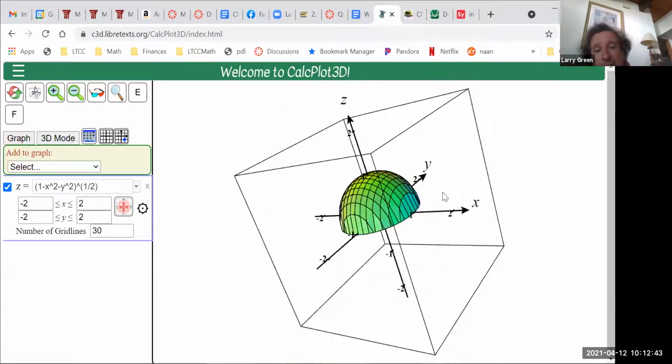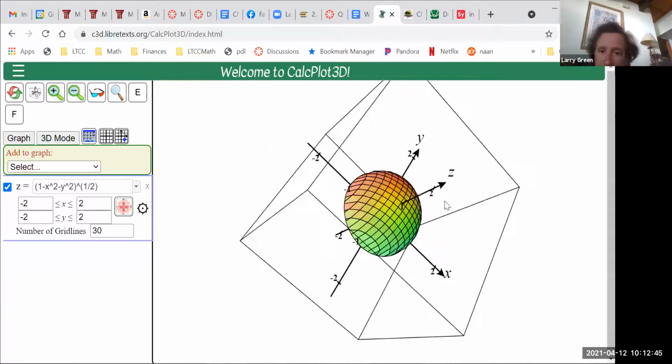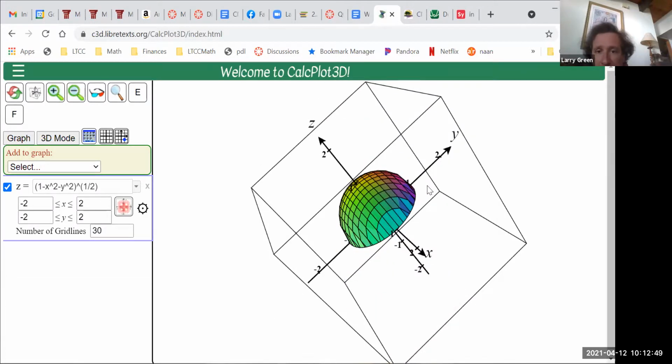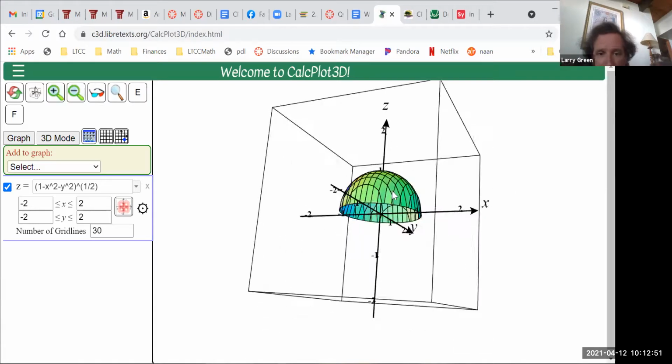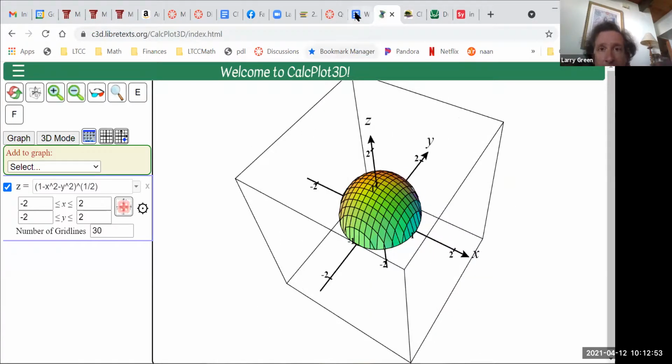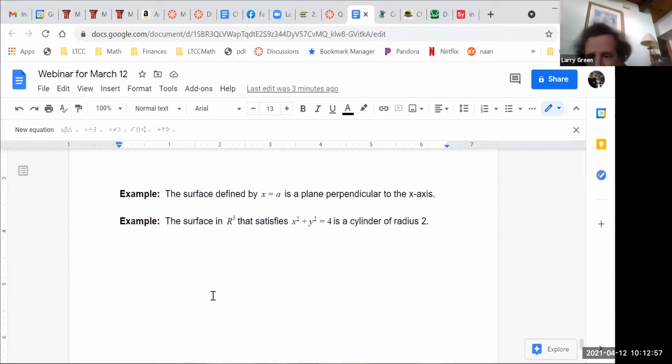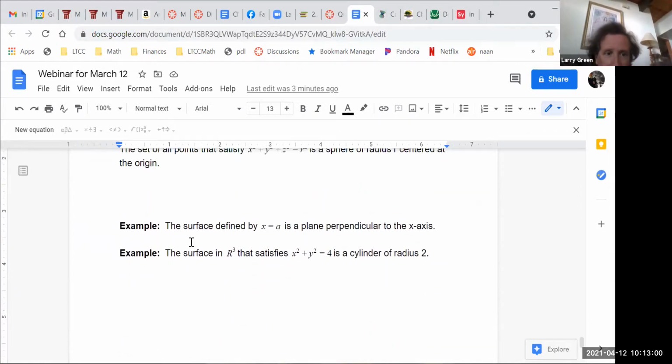CalcPlot3D is a lot better than Desmos, by the way, for three-dimensional plotting. It does a great job, so I recommend this one. It's linked on the syllabus. Okay, and then just a couple quick things. If you have a surface defined by x as a constant, that's just a plane perpendicular to the x-axis. And if it was y a constant, you're perpendicular to the y-axis, etc.